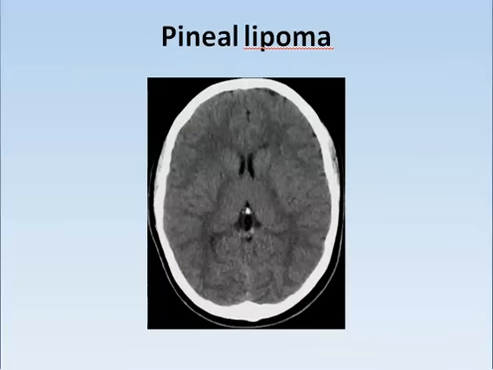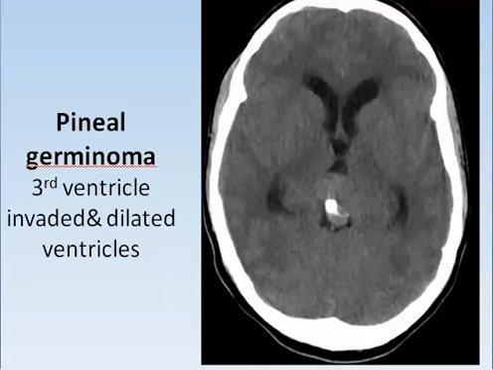Pineal lipoma, this is the one, the black one here, pushing the pineal calcification forward. This is a pineal germinoma, where we have the mass invading the third ventricle, which should be slit-like. It is invaded and pushed forward by the mass, so there is a soft tissue mass here, associated with hydrocephalic changes due to obstruction of the foramina of Monroe, this one and that one.